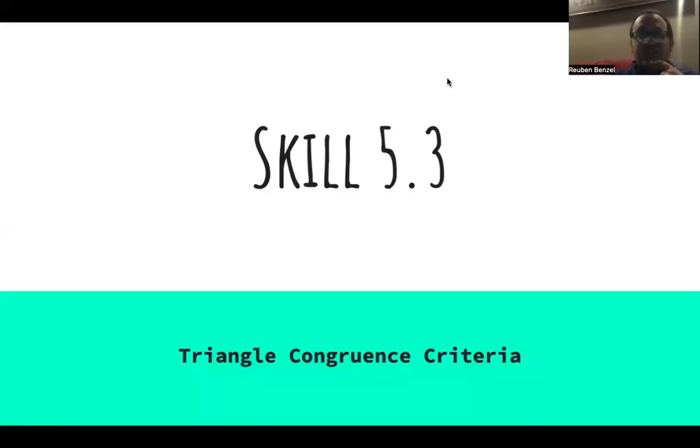Hello, geometry scholars. Today we're going to be doing skill 5.3, which is on triangle congruence criteria. We are not writing complete proofs yet, but today we're going to be thinking about what are the minimal pieces of evidence that we need in order to prove that a triangle is congruent. And I am going to push the evidence thinking a little bit on some of the examples today. But the main focus is just going to be thinking about what is the general reason for why two triangles are congruent.